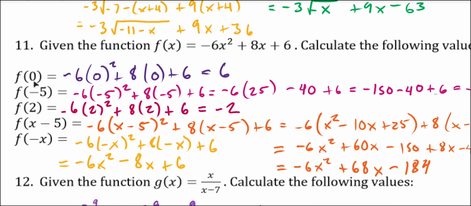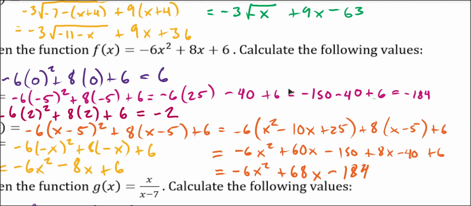All I need to do to evaluate these is to replace my x's with the number that's in the parentheses here. So f of 0 is equal to negative 6 times 0 squared plus 8 times 0 plus 6. That's pretty easy to see it's a 6 because these two terms just go to 0. With a minus 5, same idea. We want to evaluate minus 5 squared, which is 25, and minus 5 times 8 is negative 40. Combining my numbers here, I wind up with minus 184.